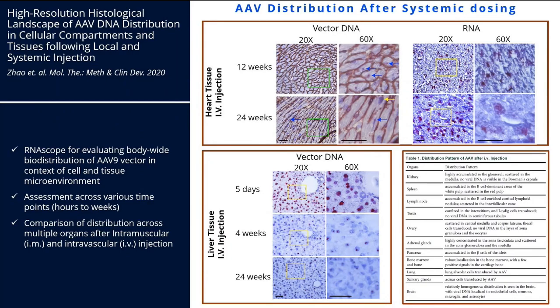I recognize that this is a pretty busy slide, so let me walk you through it. The data shown here pertains to the results obtained from IV dosing. On the top panels, we can see an example of the biodistribution of the vector DNA on the left and the vector RNA on the right, in heart tissues that were collected either at 12 weeks or 24 weeks after dosing. The blue arrows are pointing to the nuclear signal, while the yellow arrows are pointing to the cytoplasmic DNA signal. At the bottom left, we can observe a similar example of liver tissues at 5 days, 4 weeks, and 24 weeks after injection, showing the persistence of the vector signal multiple weeks after dosing.